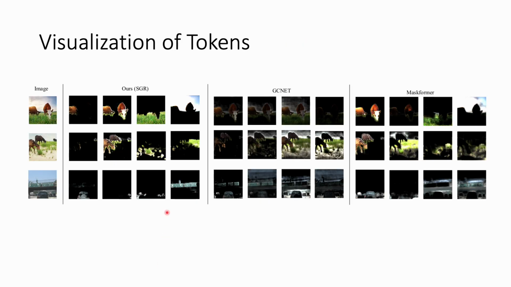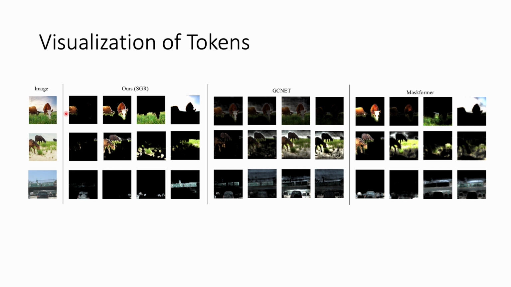In this slide, we see a visualization of our tokens. Compared to the latent representations of GCNet and MaskFormer, we can observe that our tokens are much more semantically meaningful and diverse, and are able to disambiguate between different instances of the same object.